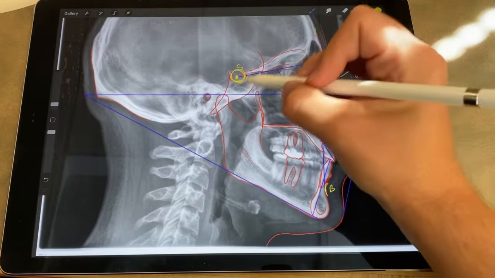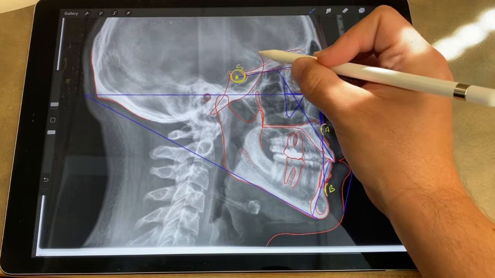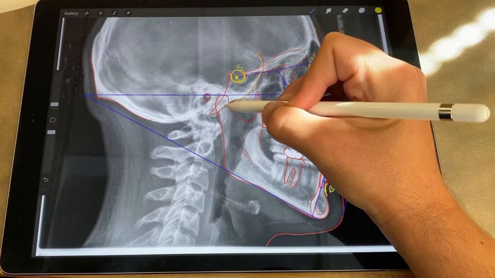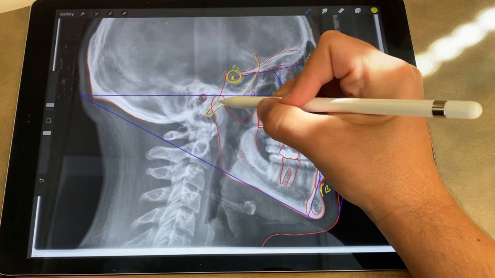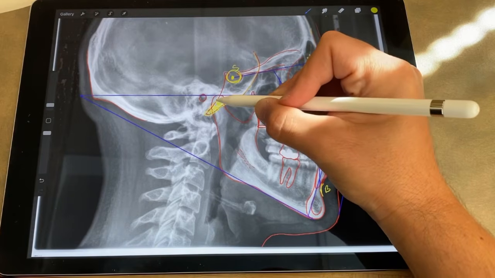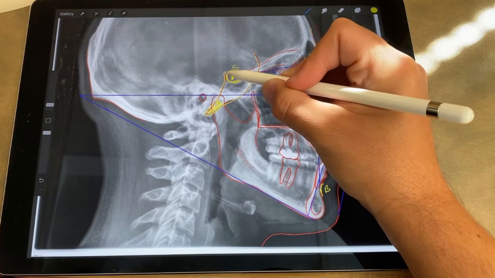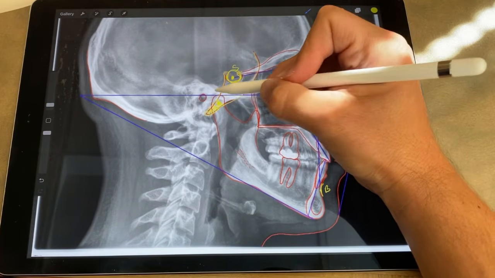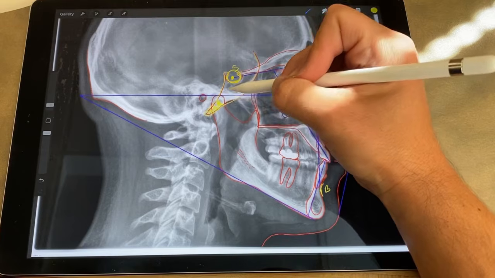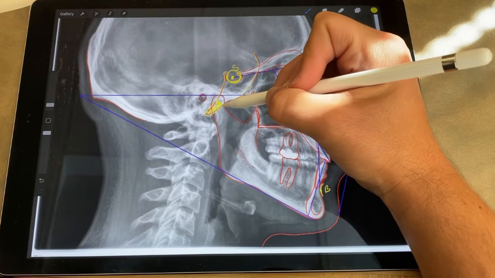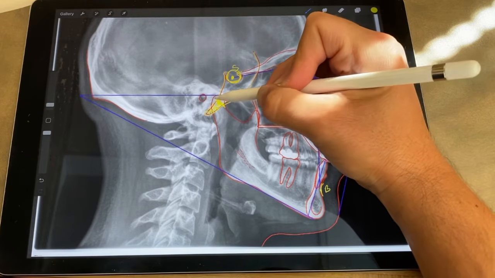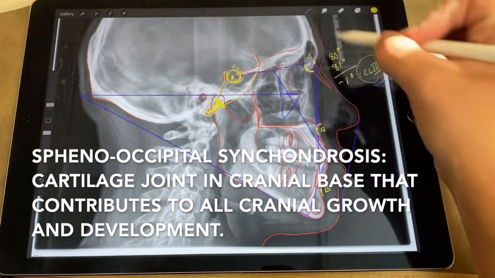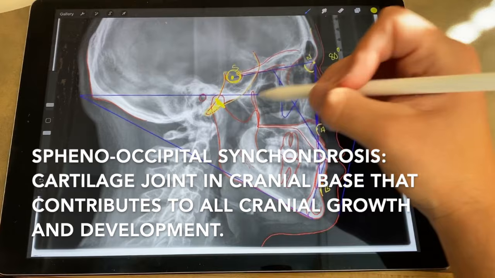Now, where the greater wing of the sphenoid bone, right here, turns down into the occipital bone, right there, and it goes back up to the sphenoid, back to the cephalometric. This area right here where the sphenoid meets the occipital bone, that's the spheno-occipital synchondrosis, and that's where a lot of growth takes place. It's an important part of growth and development for the face and the head and neck.